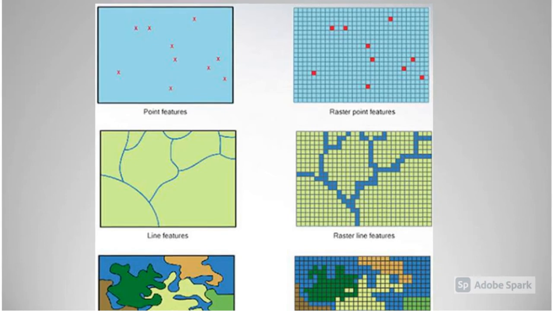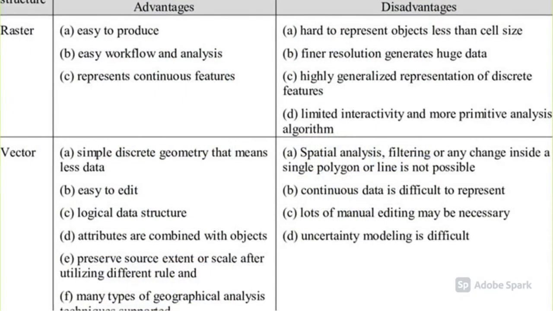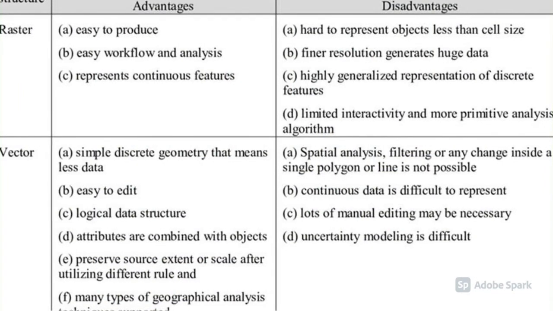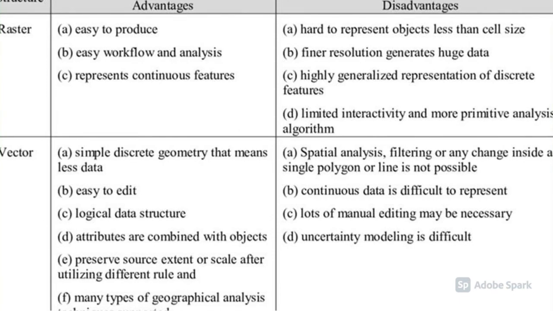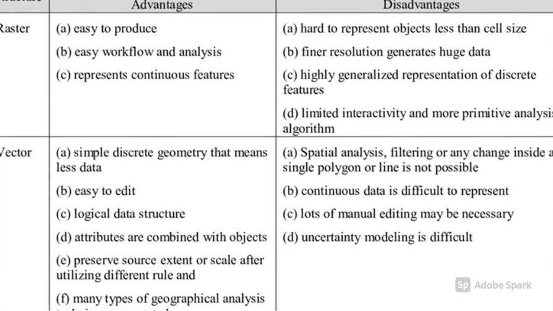It is good for representing continuous surfaces. Raster data formats are appropriate for remote sensing data. It is easy to understand, read, write and draw onto the screen. Disadvantages of raster data structure. This format is poor at representing points, lines and areas.